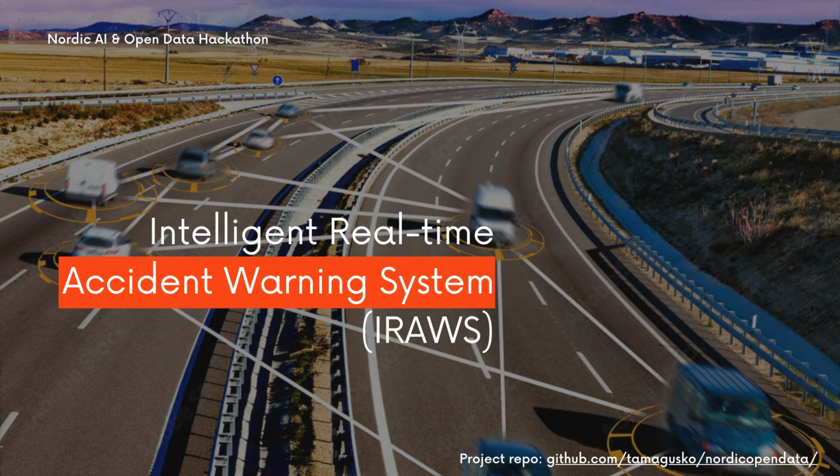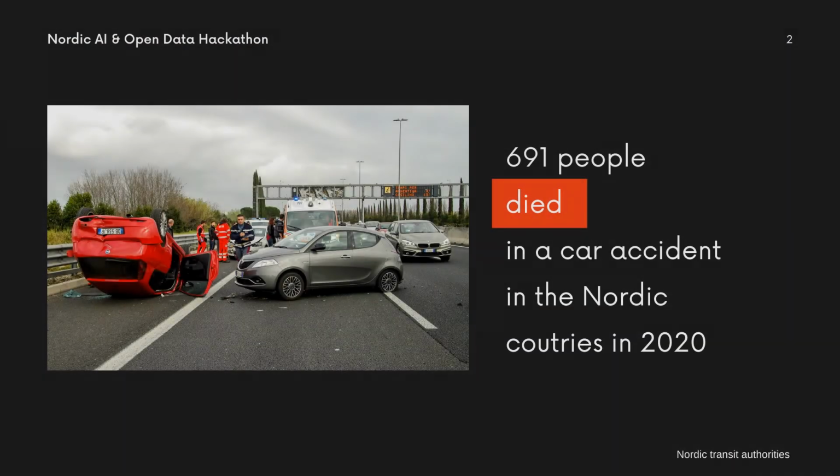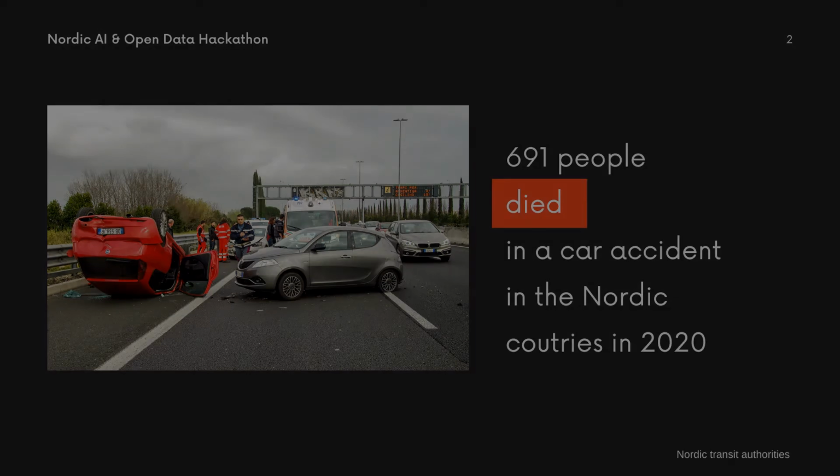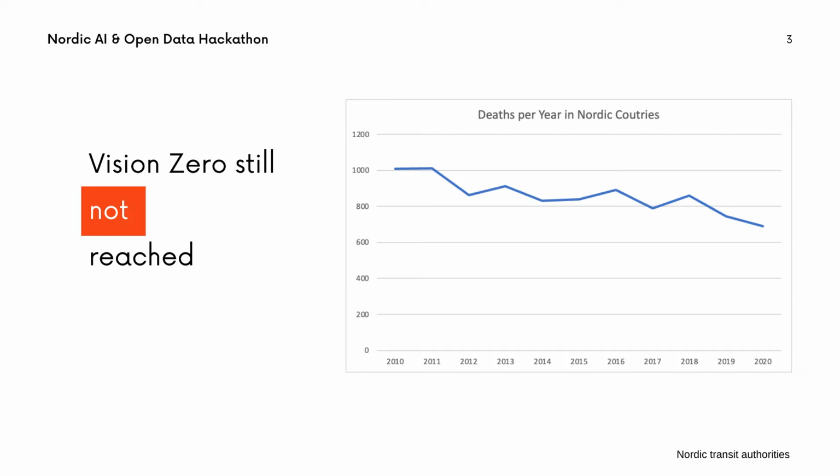Our solution is named Intelligent Real-Time Accident Warning System and is directly related to road accidents. People are still dying in road accidents. In the Nordic countries, 691 people died in a car accident in 2020. That is bad, especially considering that Sweden created the term Vision Zero. Sweden had a plan to reach zero deaths in road accidents by 2020.